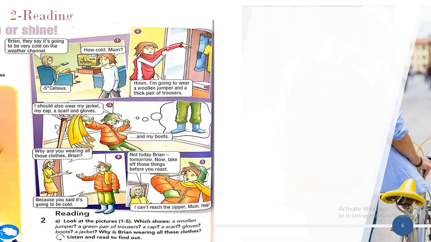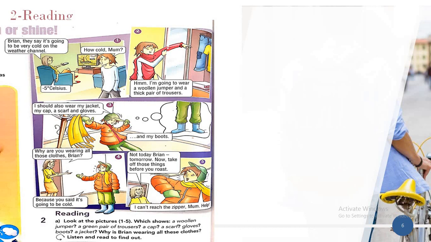And now let's move to reading. Okay, here we have a paragraph. Let's read the paragraph, but before that, let me read question A for you. Look at the pictures from 1 to 5, which show a woolen jumper, a green pair of trousers, a cap, a scarf, gloves, boots, a jacket. Why is Brian wearing all those clothes? Listen and read to find out. So, keep this question in mind and let me read the dialogue for you.